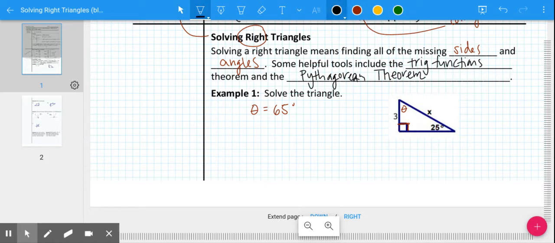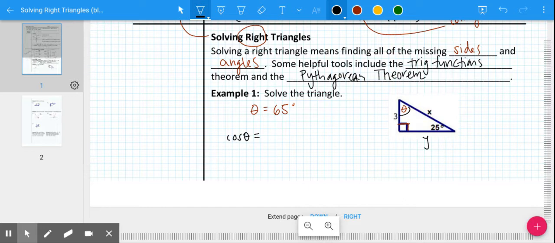To find the sides, x, and I'll call the other one y, use those trig ratios. So I'm going to go ahead and set up, and you can set up whatever you want here. I'll use cos of theta. Cosine of this angle, which I do know exactly is 65 degrees, cosine is adjacent over hypotenuse.